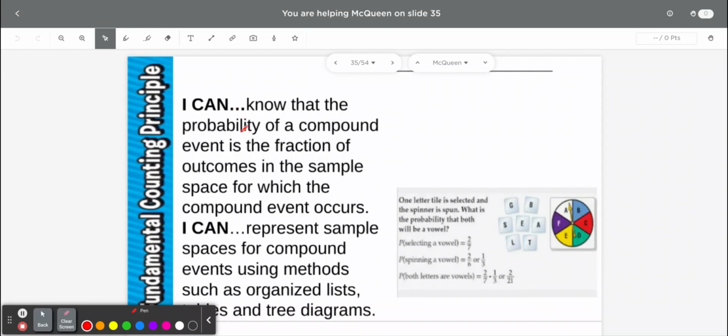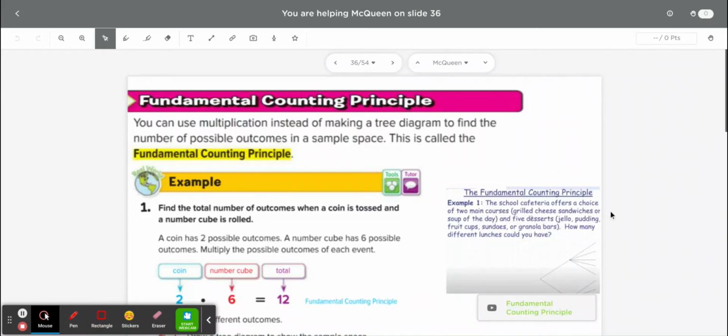And so we see here, I can know that the probability of a compound event, and the key here is a compound event, is the fraction of outcomes of the sample space for which the compound event occurs. I can also represent sample spaces for compound events using methods such as organized lists and tree diagrams, etc. All right, so we are going to go on to our next slide here.